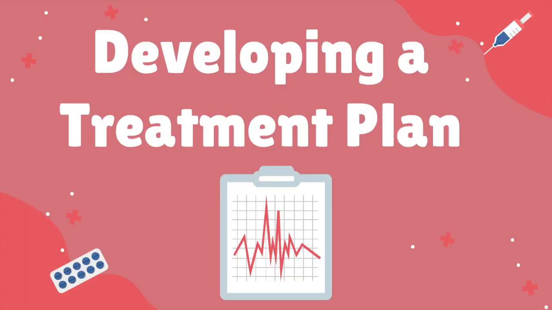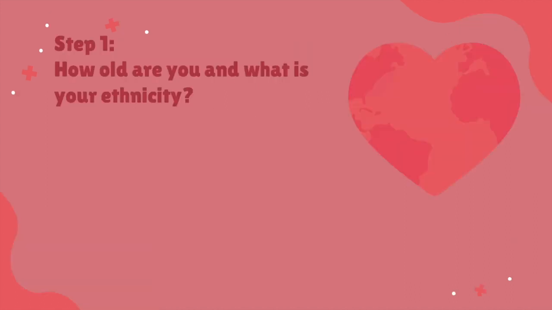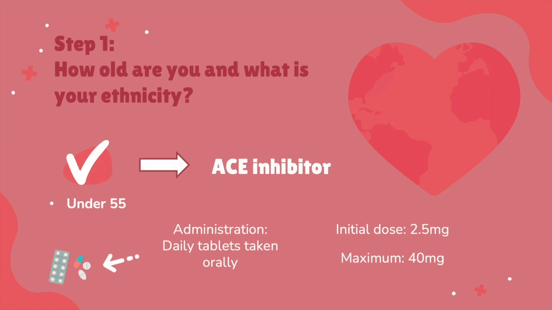Treating hypertension can be a complicated process. It is important to consult your doctor, who will know what works best for you, but here is a simple guide to common treatment plans for hypertension. So, step 1. How old are you and what's your ethnicity? If you're under 55, you're most likely to be prescribed an ACE inhibitor such as lisinopril. You'll take it orally as a tablet every day.